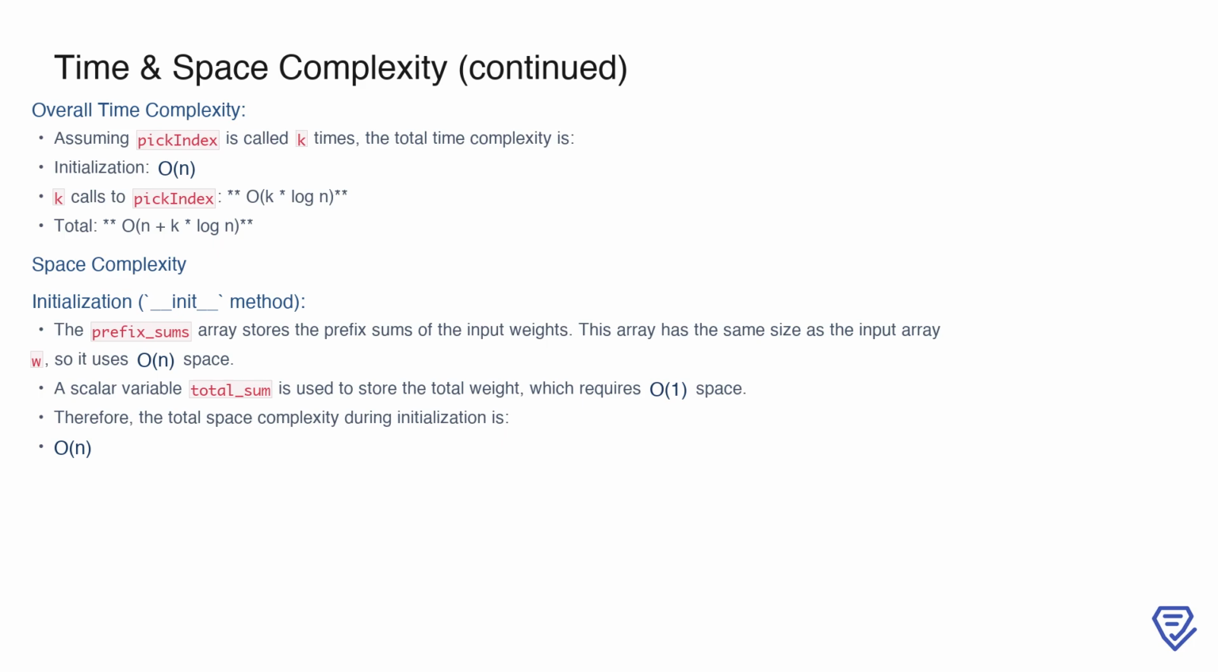Now, for space complexity during initialization, the prefix_sums array stores the cumulative weights. Since this array is the same size as the input array W, its space requirement is O(n). Additionally, we use a single scalar variable, total_sum, to store the sum of all weights, which takes O(1) space. Summing these contributions, the space complexity of initialization is O(n).